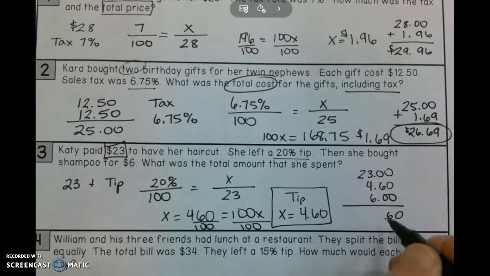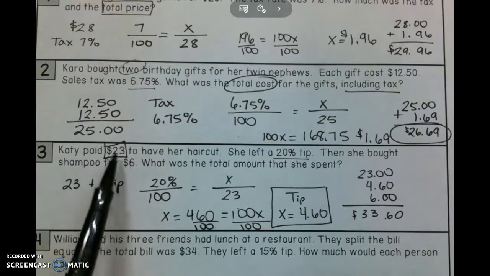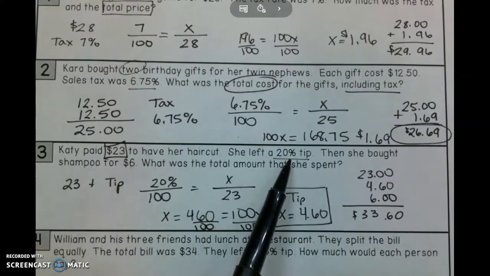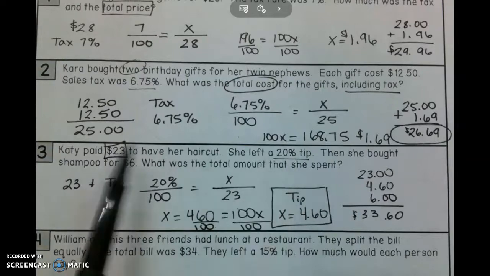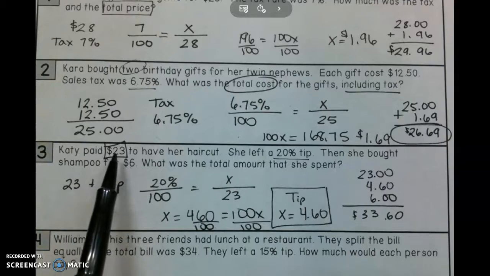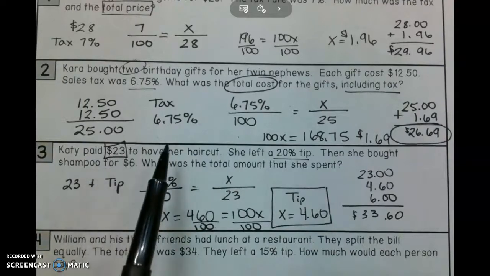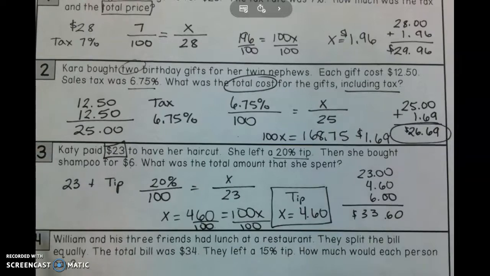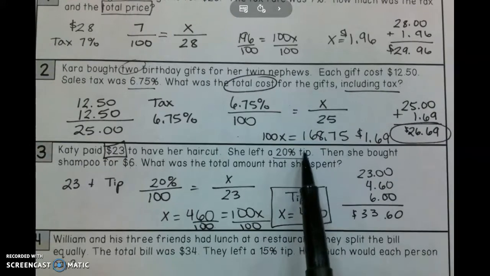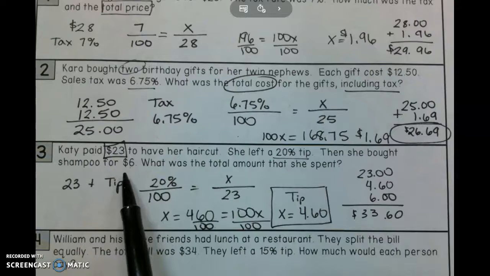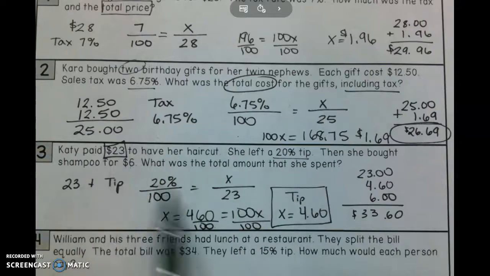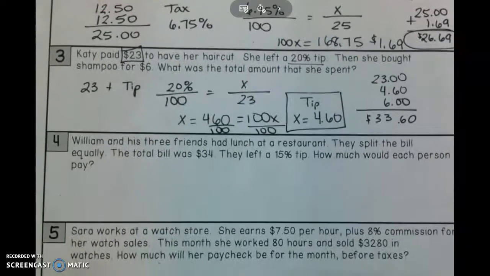Some mistakes that I saw were including the shampoo, adding 23 and 6 first, and then adding tip on $29, and that's incorrect. Tip is just on the service. So tip would be on something like a haircut or getting your nails done, or maybe valet parking, or your service that you got at a restaurant. A tip is not paid on top of a product that you buy. So you were only paying tip on $23, so that was your first step. Then you were just adding the price of the shampoo to that. So $33.60 was your answer.